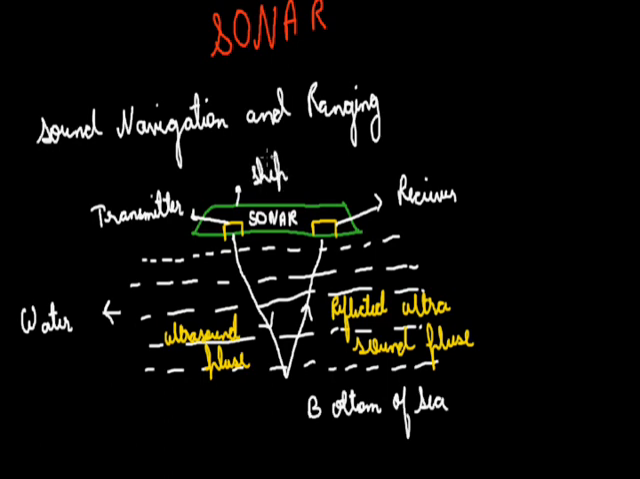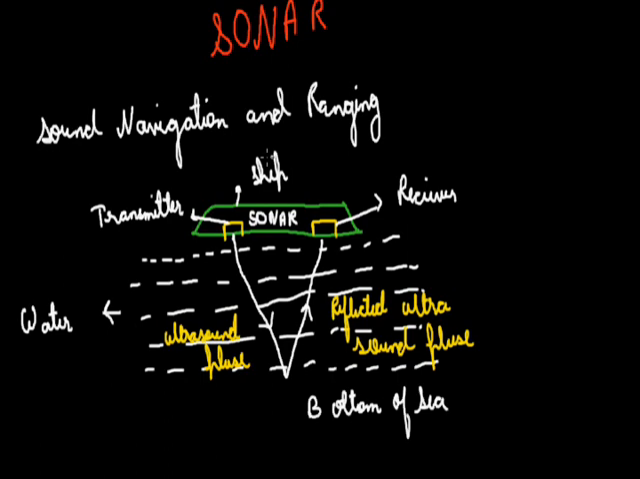The figure represents the various apparatus which are required to make a sonar. In a sonar, we can see that we have basically two apparatus, that is transmitter and receiver. Transmitter is used for emitting the ultrasonic waves, while the receiver is used for detecting the reflected ultrasonic waves.